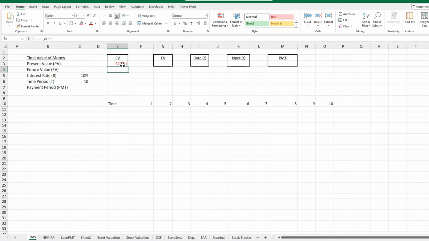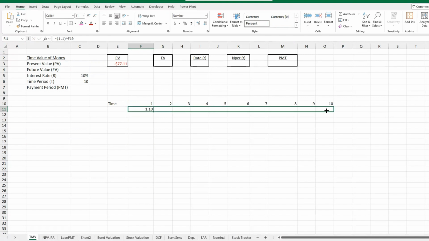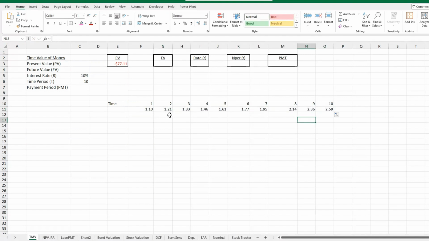Now, how does this actually work? Well, over our time, 1 to 10 years, we're going to have our interest rate of 10%. So you can easily calculate what the discount rate is going to be by doing equals 1.1, and then that's going to go to the power of whatever our time period is. So 1 right there. So it's just going to stay 1.1 for the first year. If I drag this all the way along here, it's going to find out what the discount factor is all the way to 10 years here.